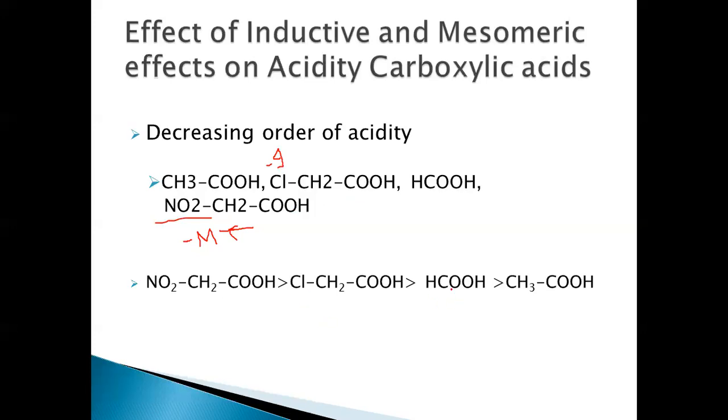And then comes formic acid because H has no effect here. And then comes acetic acid, where CH3 is a plus I effect group. It will increase the electron density in the system, making the bond dissociation difficult. This is the order which is followed in the acidity of carboxylic acids based on the inductive and mesomeric effects.